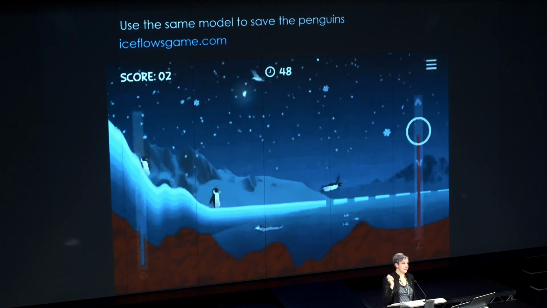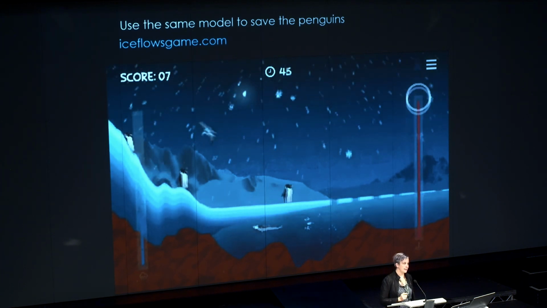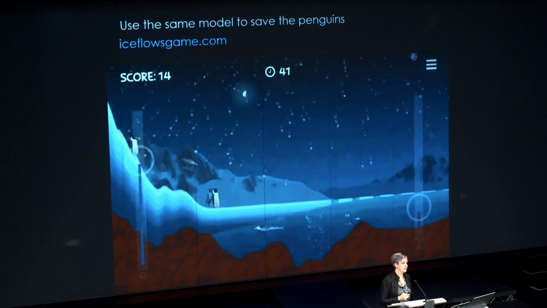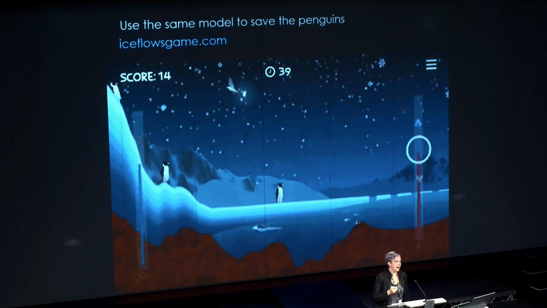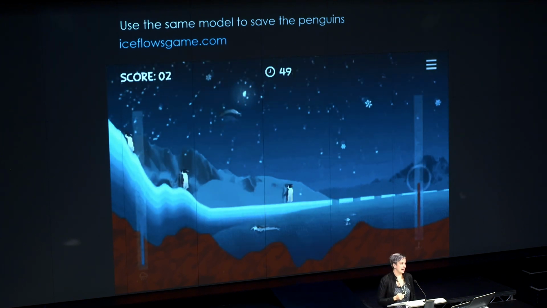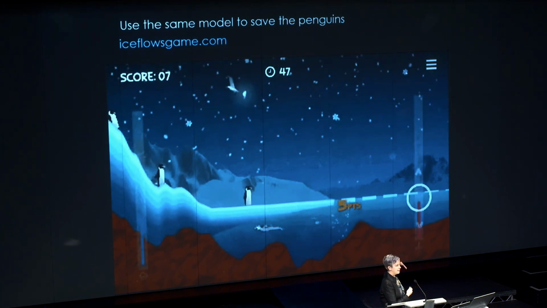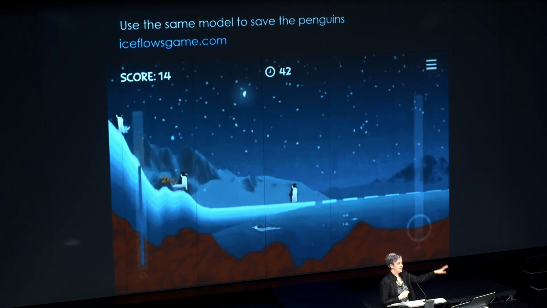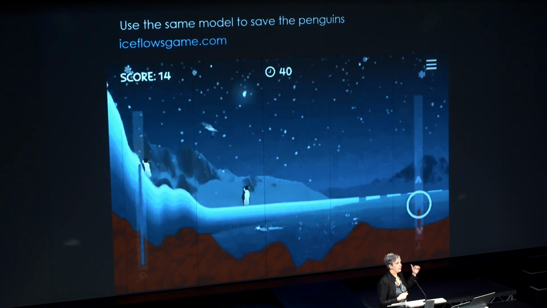You can actually use that same model that I just showed, that state-of-the-art Antarctic model, in a game. If you go to iceflowsgame.com sometime, you can use this to control the glacier that you've got here. So you've got a glacier flowing over the ocean, you've got that floating ice shelf, you can see that constant flow, and you've got the penguins there.